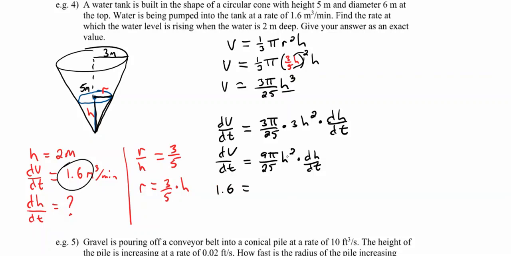And then if I throw in, what was that? 2, right? So that's going to be 9 pi over 25 times 2 squared. Why am I throwing a 2 in there? Yeah, this is the height I'm interested in, right? I want to know what the rate of change is at that height. Now we can do it because that number was changing, but we want to know the rate of change at that particular moment, right? So now I can throw it in. And then times dh/dt, and that's the thing we're looking for.